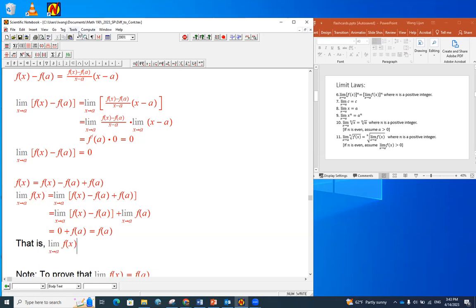So that equals f of a. The definition of continuity is satisfied. Therefore, the theorem is proved.